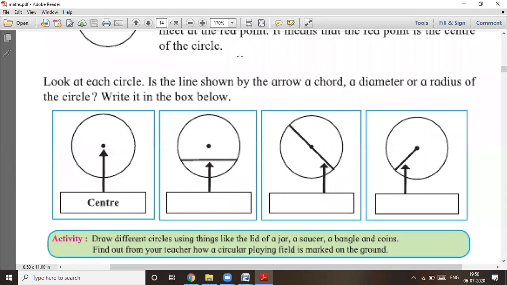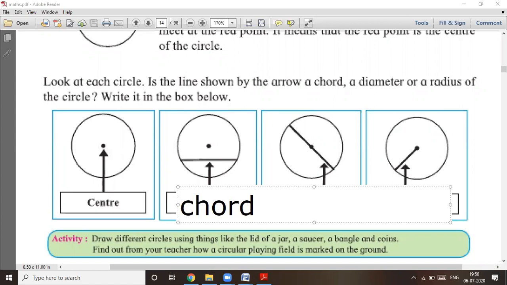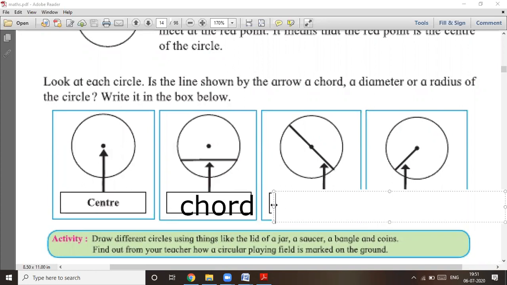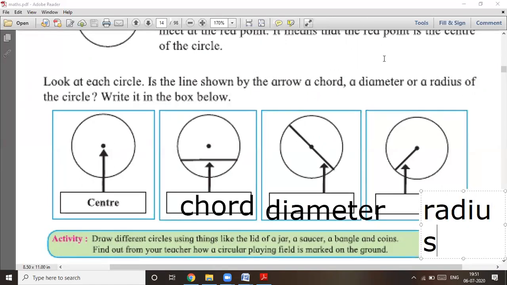Now, question number 1 is what? It is center. Second thing is that this is your chord. Third is what? It is a diameter. And the fourth one is radius. See, these are the examples.